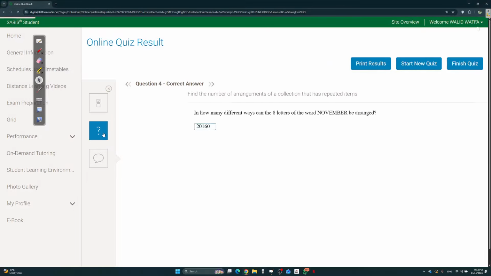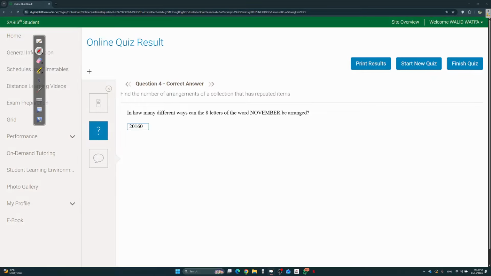Question 4. In how many different ways can the letters of the word November be arranged? So easy. Like I told you, when you have slots, different possibilities, you take the factorial. So simply use 8 factorial. But someone's going to tell me, Walid, isn't 8 factorial equal to 40,320? Yes, you're correct. But Walid, why is the answer 20,160? Exactly. Do you know why?